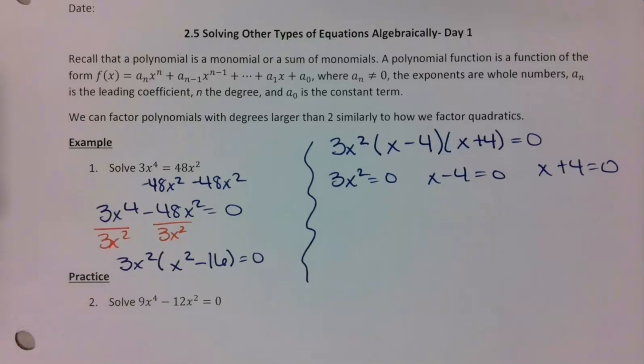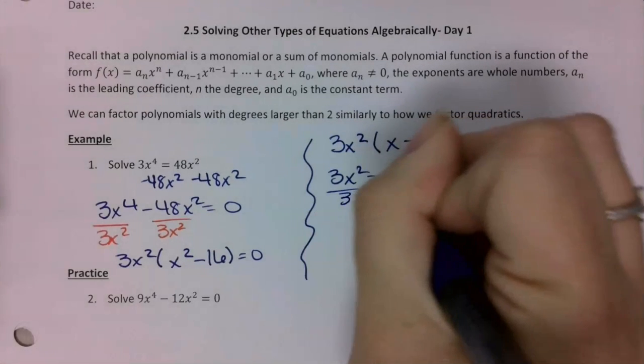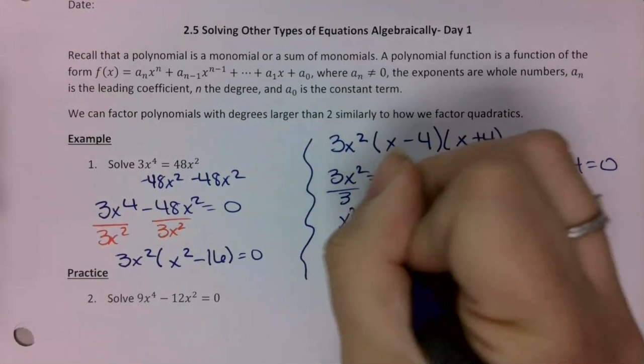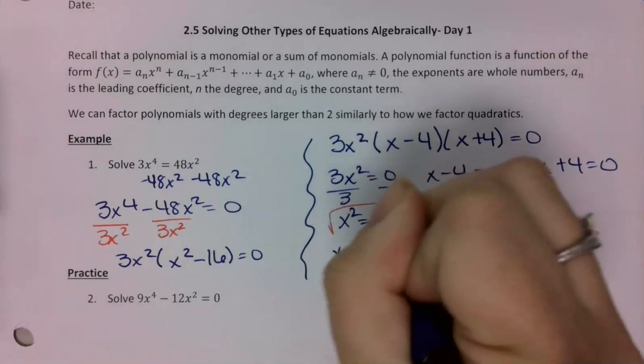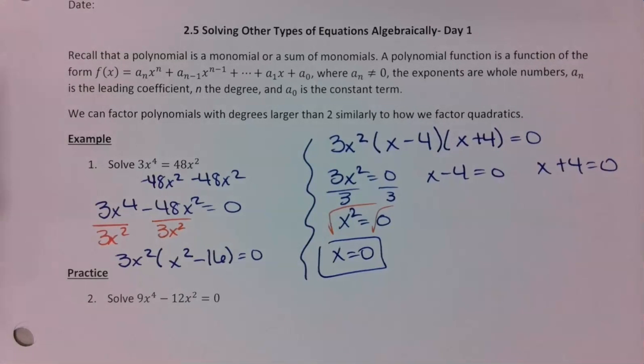Okay, so on the first one, I want to divide both sides by 3. I get x squared equals 0. Then I want to go ahead and square root both sides. The square root of 0 is 0. So I get x equals 0 for one of my answers.